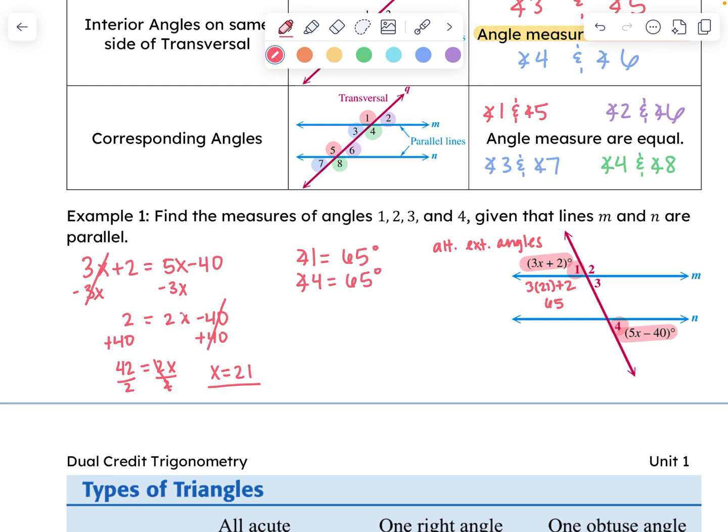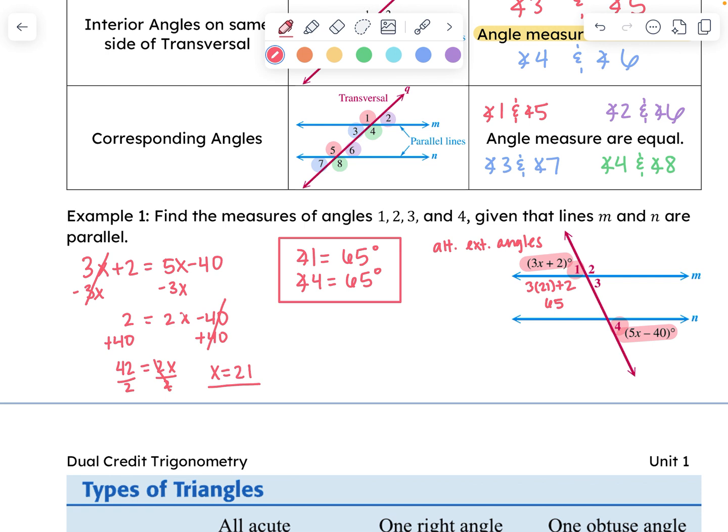Down here, 5 times 21 is, what is 5 times 21? 105, yeah, 105, sorry. Mental math was a little rusty there. And then when I subtract 40, that also gets me 65, yes. So there we go. Checked, and we're good to go.